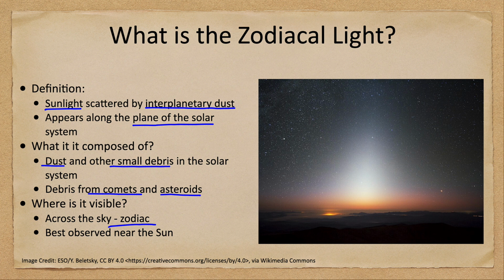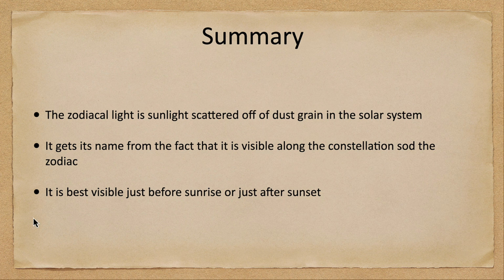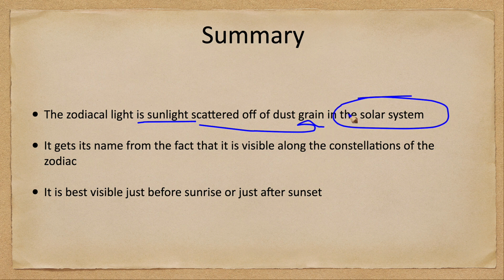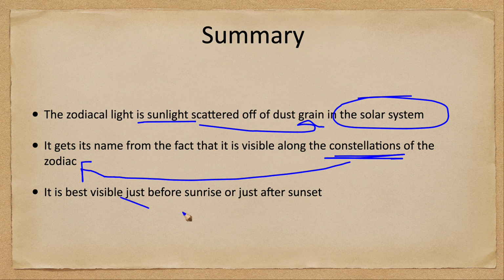So let's go ahead and finish up here with our summary. What we've looked at today is that the zodiacal light is sunlight that is scattered off of dust grains within our solar system. It is all located within our solar system. It is actually sunlight that we are seeing. It gets its name from the fact that it is visible along the constellations that make up the zodiac. And those are the ones that follow through the plane of our solar system. And it is best visible just before sunrise or just after sunset, when the sun is below the horizon, but the zodiacal light is still very prominent.